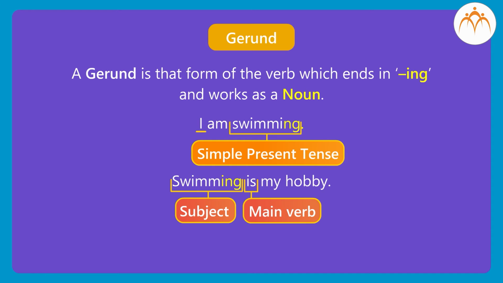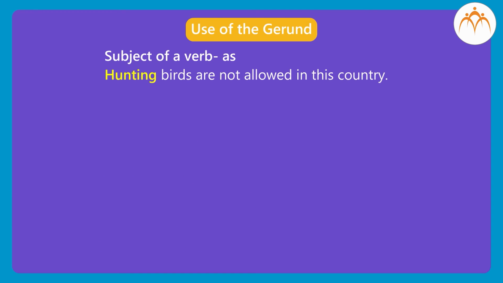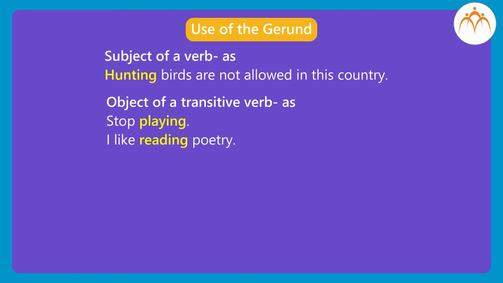Here it is not showing the action of swimming itself in process, but is working as a name of the activity, here a sport. The -ing form has been added to the root form of the verb swim, which has turned it into a noun from a verb. Thus, a verb acting like a noun is called a gerund. Use of the gerund. Subject of a verb, as: hunting birds is not allowed in this country.